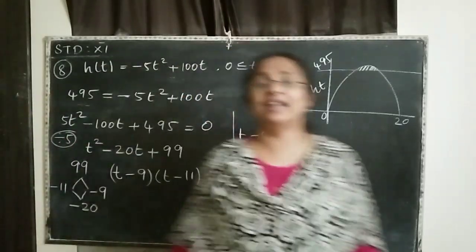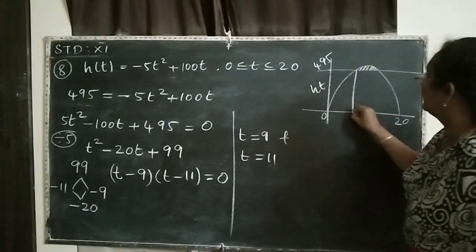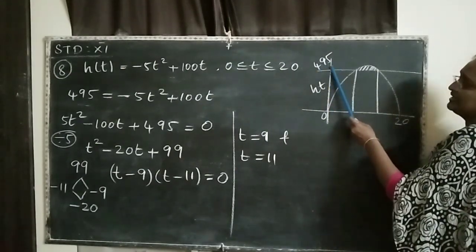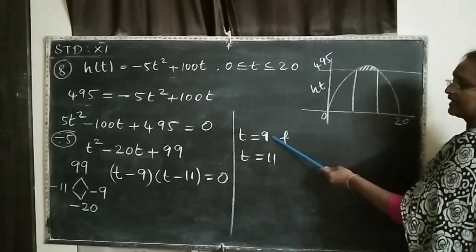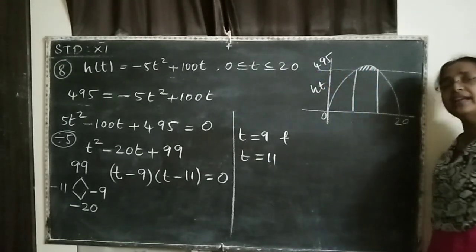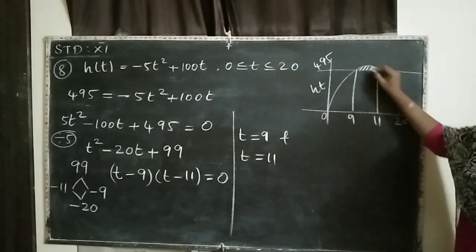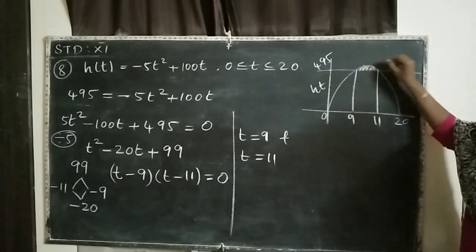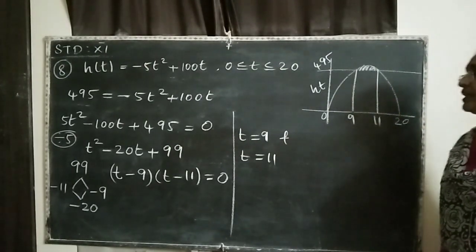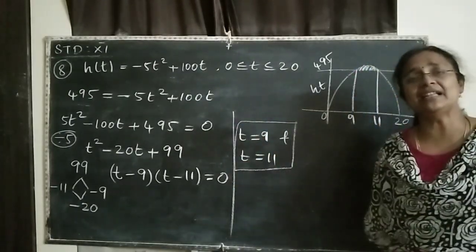Now look into this. When the time is 9 seconds and when the time is 11 seconds, the rocket reaches the height 495. Between 9 and 11, the rocket moves above the ground at a height of 495. Is it clear, students? So the answer is t is equal to 9 and t is equal to 11 seconds.